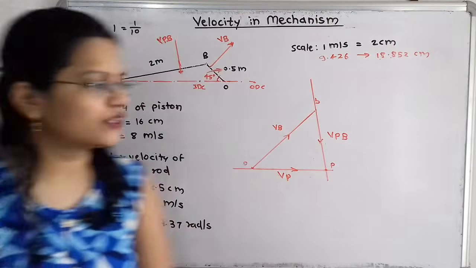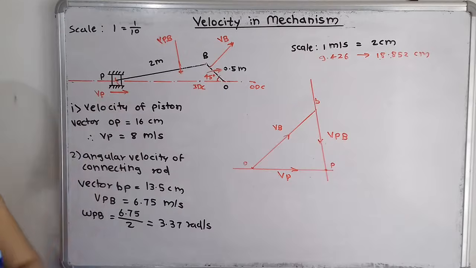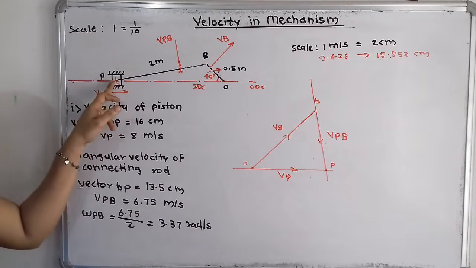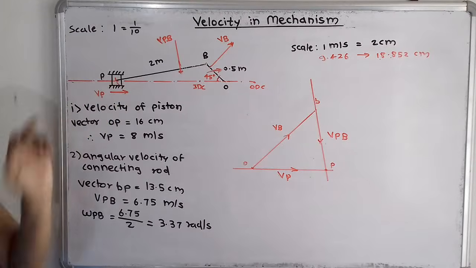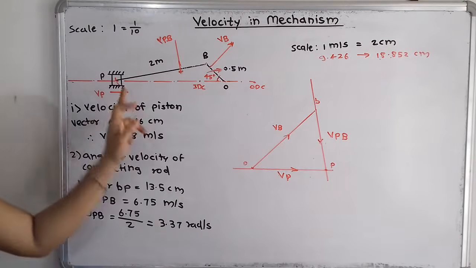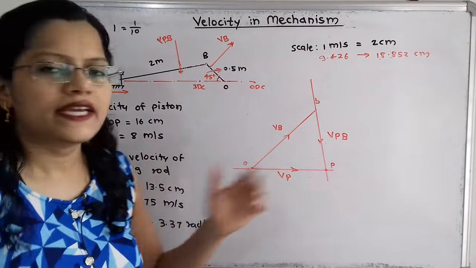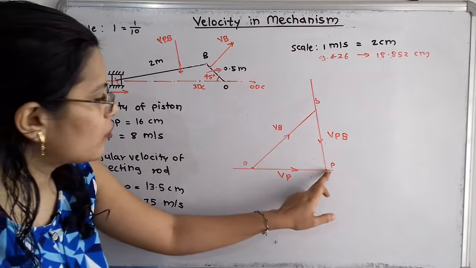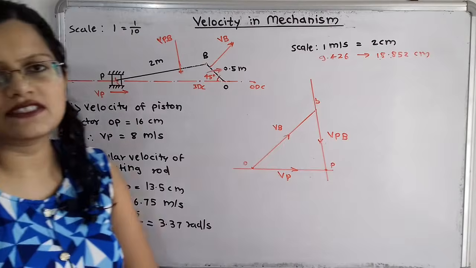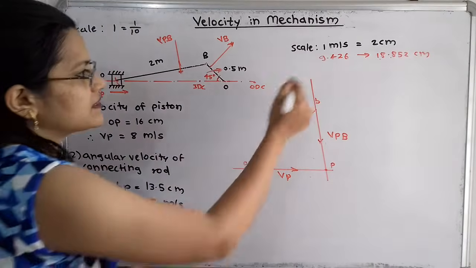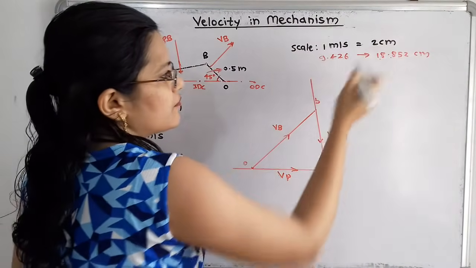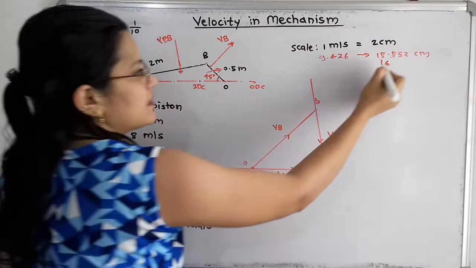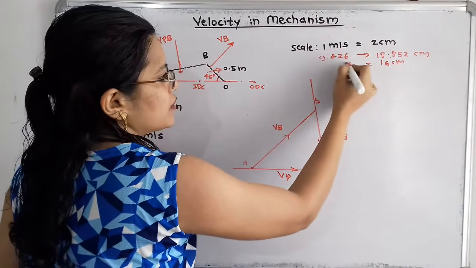So the first question is that we have to calculate the velocity of piston. The piston has reciprocating motion and it is indicated by the vector OP in this velocity diagram. If we measure the length of this OP, it is equal to 16 centimeter. Here the scale is 1 meter per second equal to 2 centimeters, but our measurement is 16 centimeters. So here is the question mark.